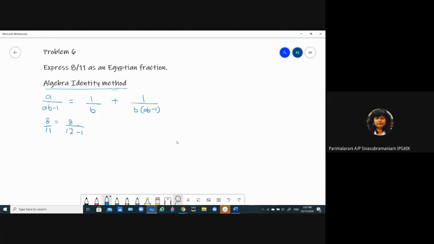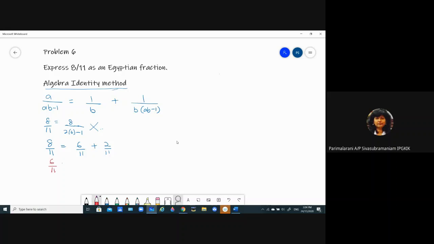And 12, we want to write as a product of two numbers, AB. So maybe we can write 2 times 6 minus 1. But the formula says A over AB, so this A and this A should be the same. But here we don't have any similar numbers, so we can't use this. So we must break down 8 over 11. So 8 over 11 is also equal to 6 over 11 plus 2 over 11. So we do one by one. First we do 6 over 11.